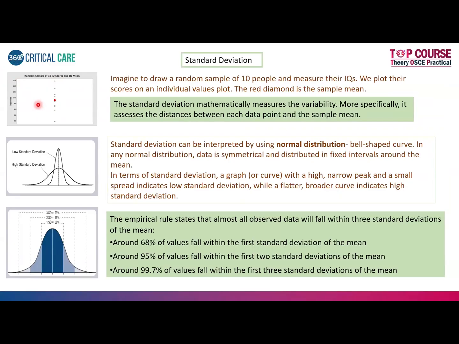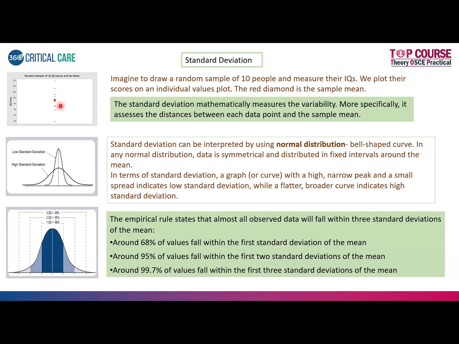Now we have multiple of these tests, of say 10 people, 15 people, and we plot the mean of each of these tests on paper. So we get the means of individual tests. If we connect all those individual means together, then we get what is called the standard error. This standard error depicts the variability. More specifically, it assesses the distance between each data point and the sample mean.